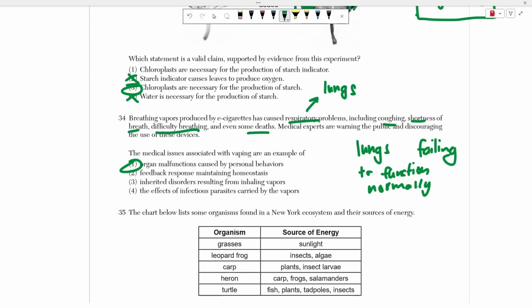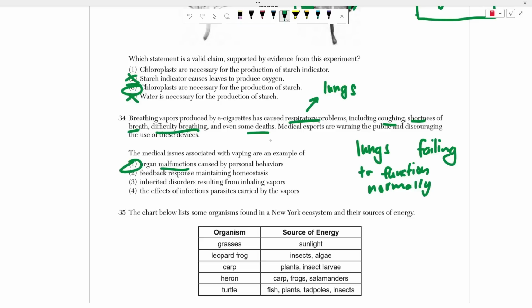If your lungs normally need to provide your body with oxygen, but if you have a shortness of breath, then your body isn't getting enough oxygen because your lungs don't have enough capacity. If you're coughing, that means that there's something irritating your lungs, which is not normal, right? So your lungs are failing to function properly because they're getting irritated or they're not holding enough oxygen. And again, it's an organ malfunction, so it's not a failure, but it's not functioning the way it's supposed to, which is what malfunction means, and it's caused by personal behaviors.